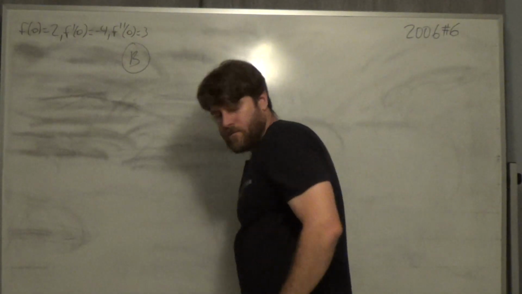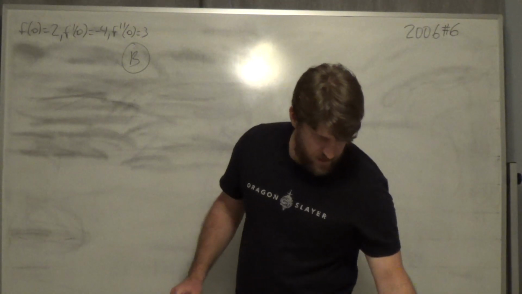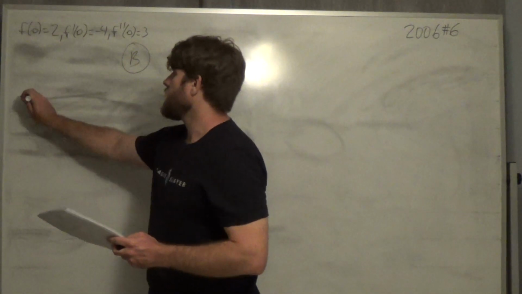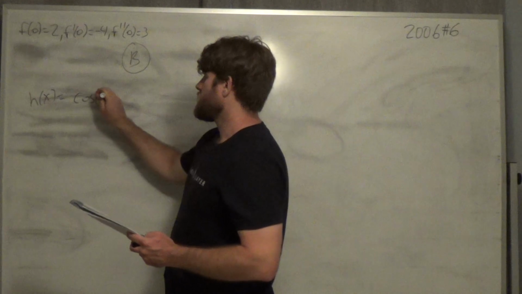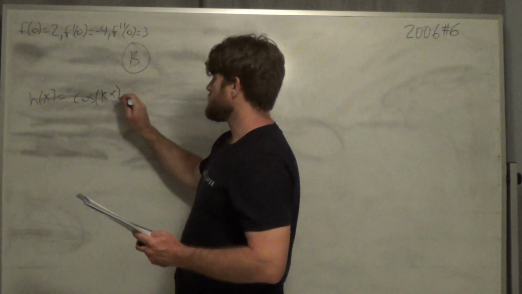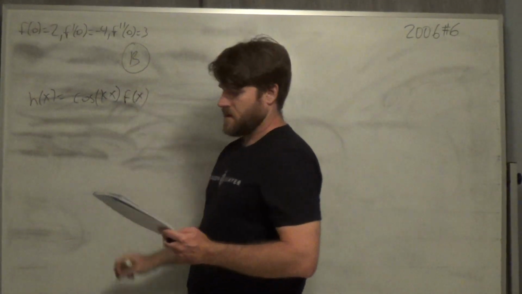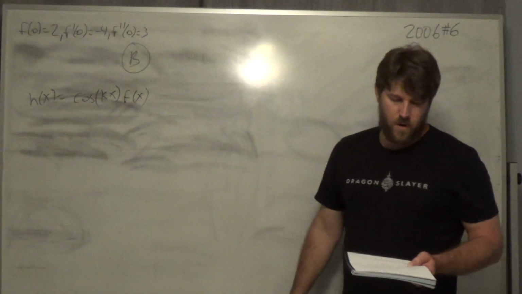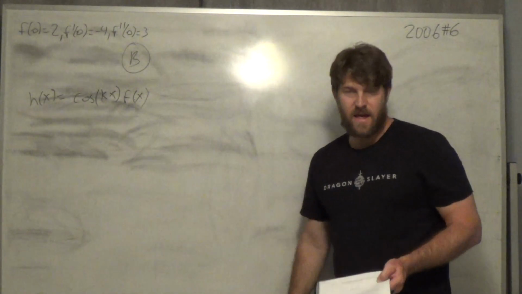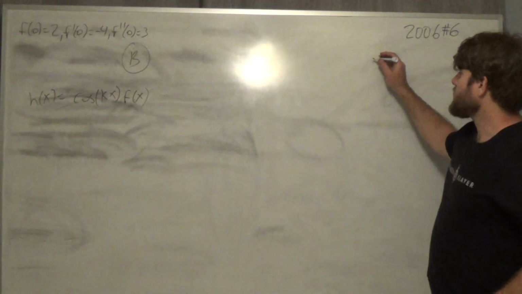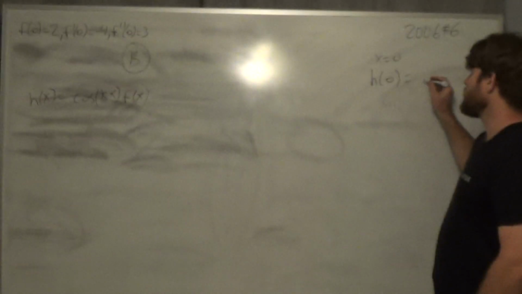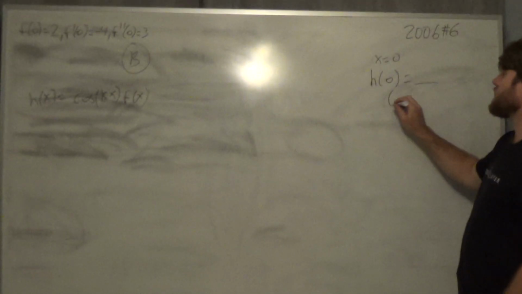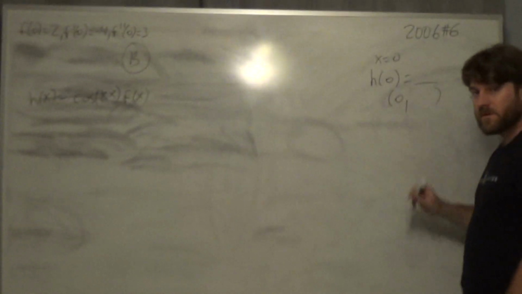All right. For part B, they introduce a new friend, h of x. They say h of x is cosine of kx times f of x, and they want to know the equation of the tangent line at x equals 0. At x equals 0, if we want a tangent line, there are two things we need. We need a point on h, so we need to know what h of 0 equals. That's going to be the ordered pair 0, comma something. We've got to figure out what that is.